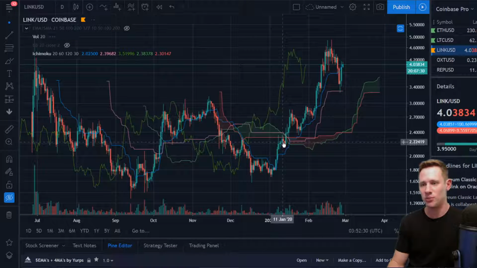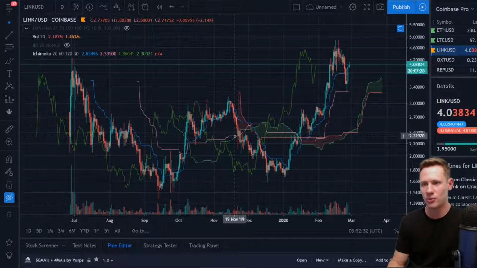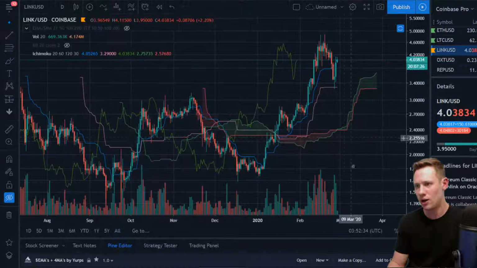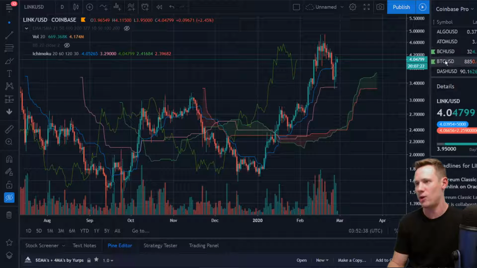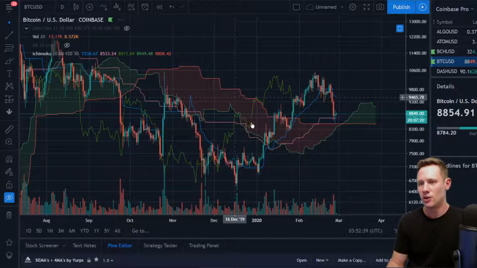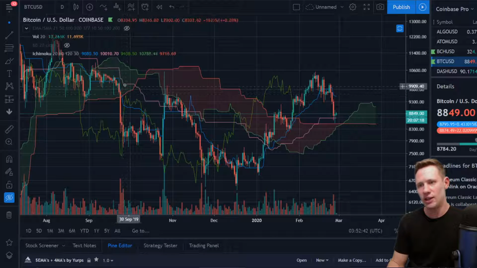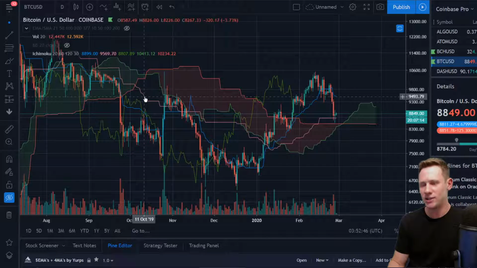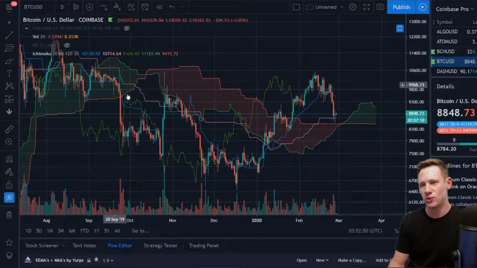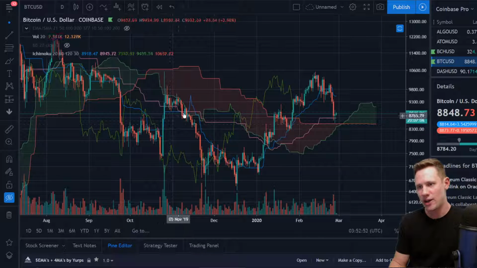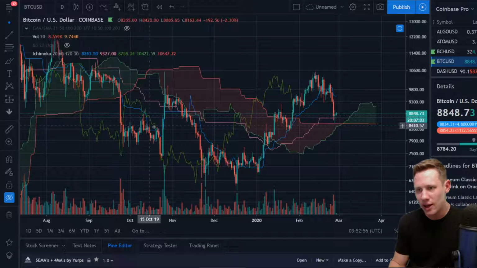But in previous price action, if we go back, I'm sure we can find some. Let's see, this is not looking so good. Let's just go over to Bitcoin while we're here. All right. No worries. So you can see here when the price was trending down, the pink baseline was above. You had the blue conversion line below. This was bearish.